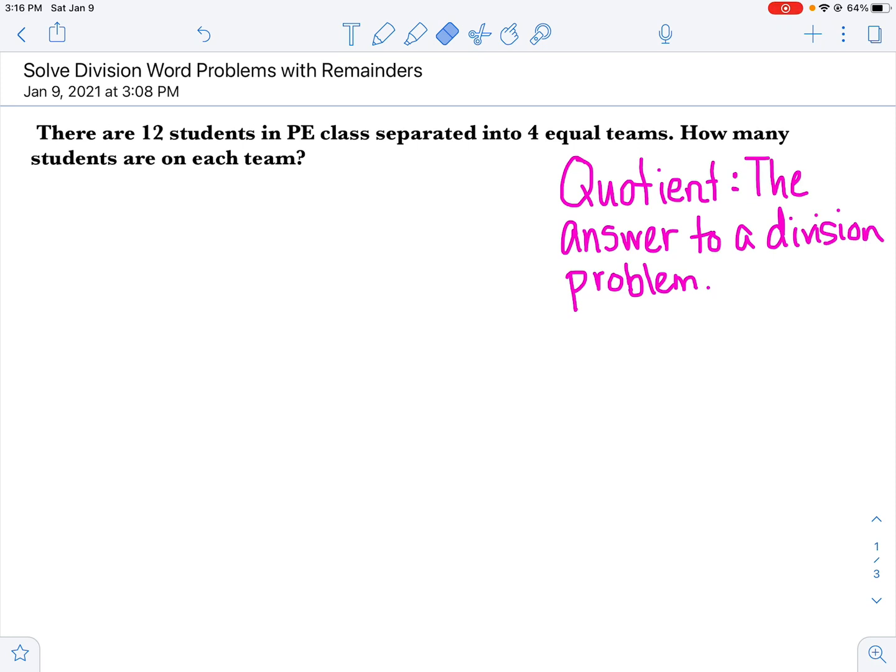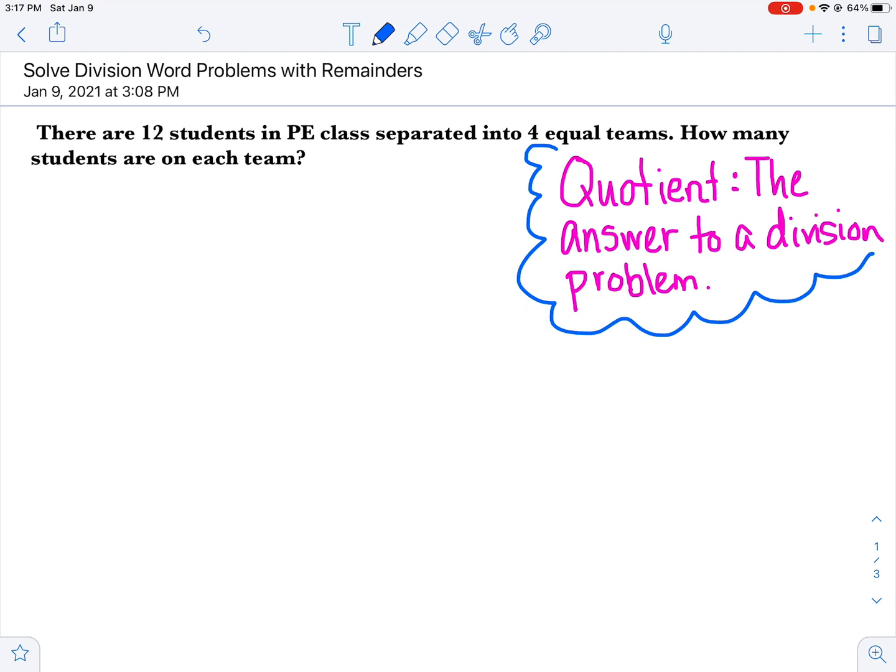Before we start, I want to bring your attention to this new term. We have not really talked about this before, but now we're going to start to be using it. It is quotient. A quotient is the answer to a division problem. So just a quick reminder, sum is the answer to an addition problem. Difference, answer to a subtraction problem. Product, answer to the multiplication problem. And now we have quotient, the answer to a division problem.